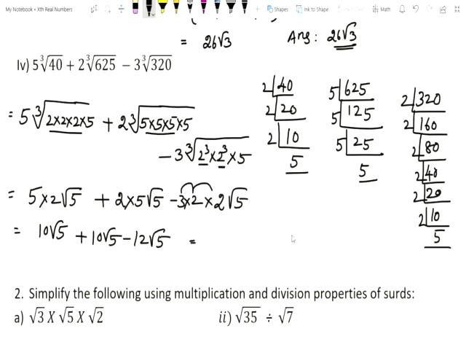Okay, here root 5 is common, so you take the coefficients alone: 10 plus 10 minus 12. So 10 plus 10, what will you get, children? 20. 20 minus 12 is 8. So 8 root 5 is the answer. Do you understand, children? See the next one.